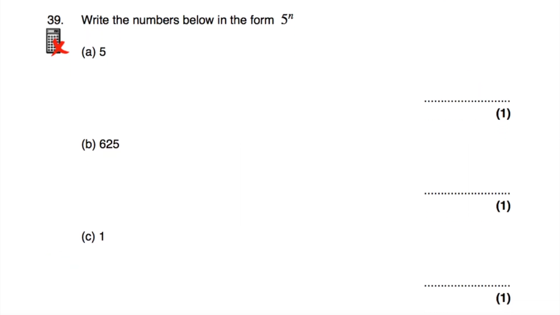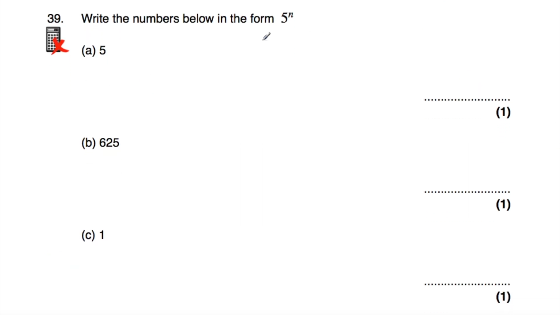Okay, so question number 39, we want to write the following numbers in the form of 5 to the power of n. So 5 would be 5 to the power of 1, it's just 5.